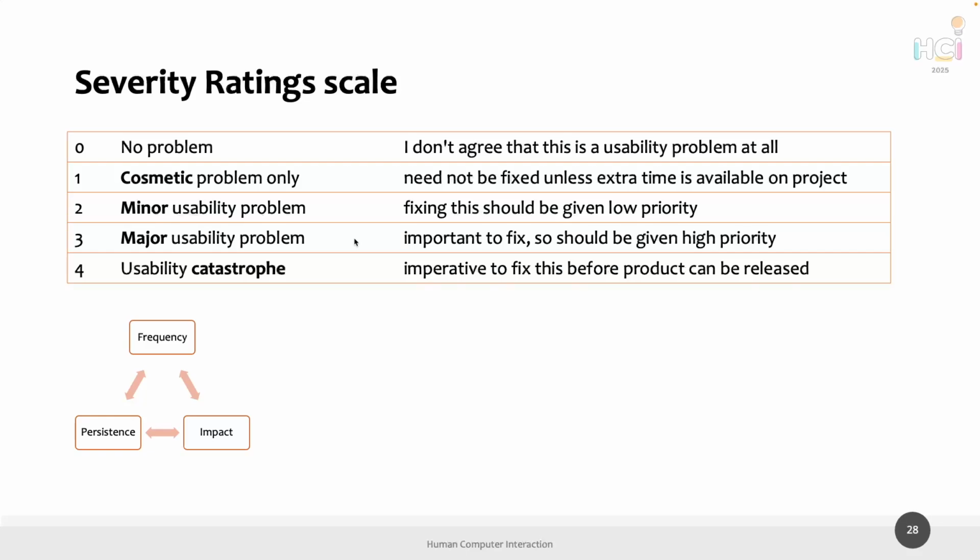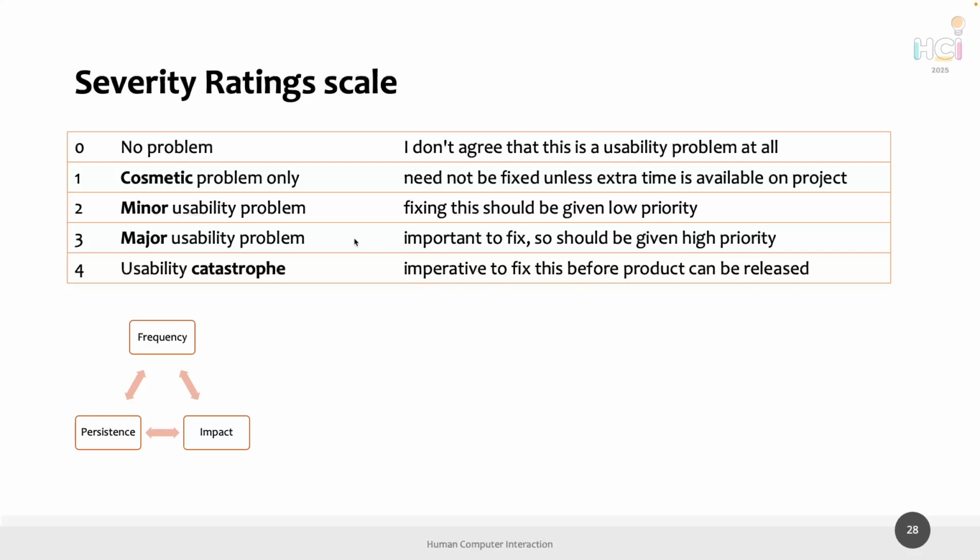And this is the scale proposed by Nielsen, from 0 to 4. So 0 means no problem, and this is not used in the individual phase, but it's used in the debriefing with all the experts. So I can tell that I don't agree that this is a usability problem at all, to communicate to another expert that I disagree with his violation.